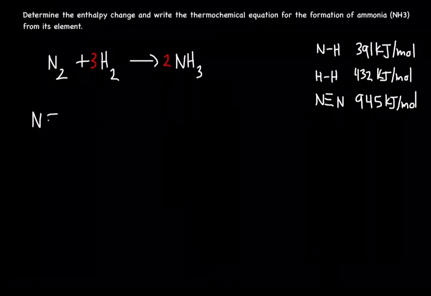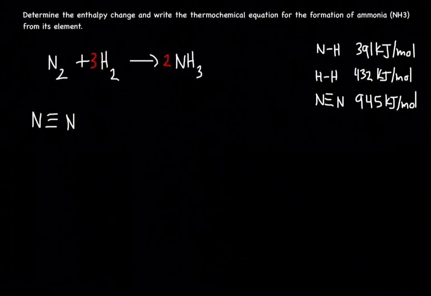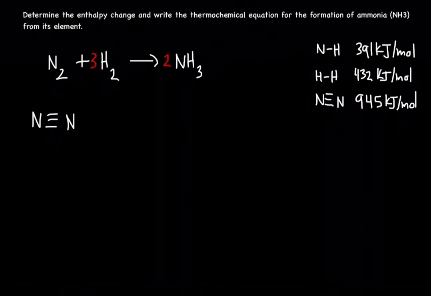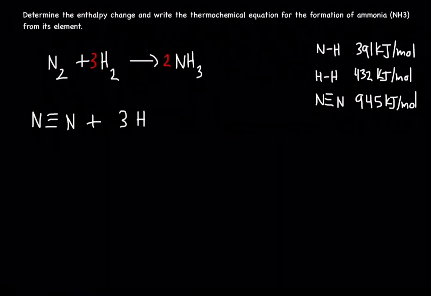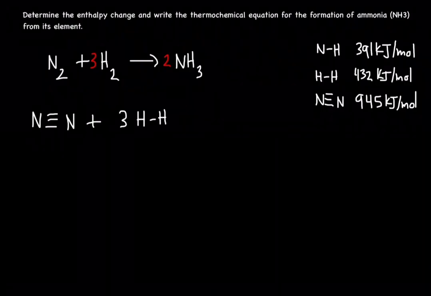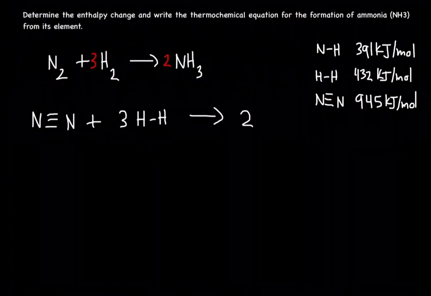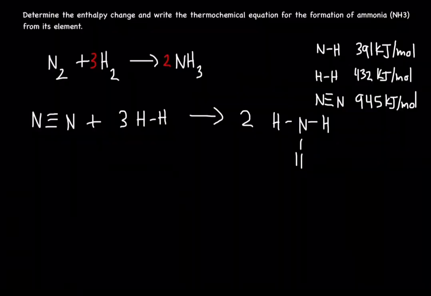So N2, it looks like this. And we'll just ignore the electrons because it's not that important here. We just care about the bond. So we have 1 mole of this, and then we have 3 mole of diatomic hydrogen. And now we have 2 mole of ammonia. So H and H, and we don't need electrons, but if you want, I guess.